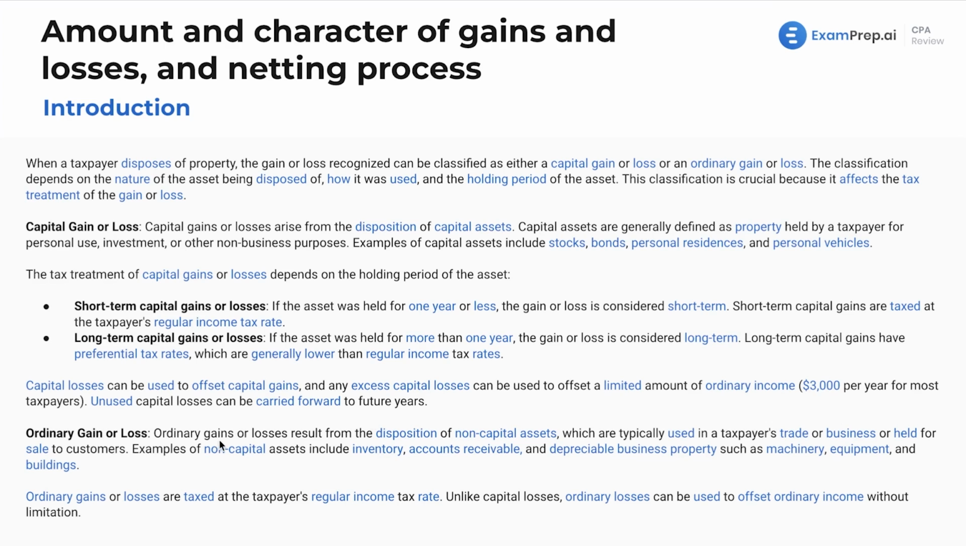Ordinary gain or loss, these result from the disposition of non-capital assets, which are typically used in a taxpayer's trade or business or held for sale to customers. Examples here are going to include inventory, accounts receivable, and depreciable business property, such as machinery, equipment, and buildings. Ordinary gains or losses are taxed at the taxpayer's regular income tax rate, and unlike capital losses, ordinary losses can be used to offset ordinary income without limitation.